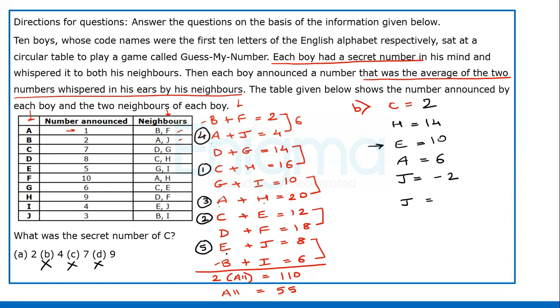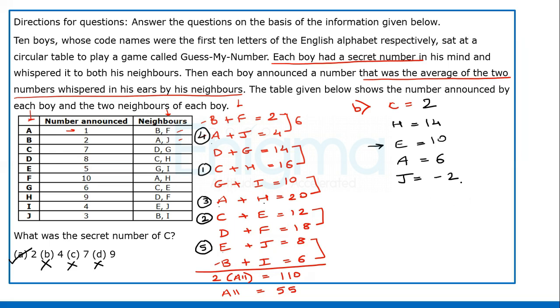And from this equation also, E plus J equal to 8, so J equal to -2 itself. You can see that J is having a unique value. So therefore, we can say that the answer will be C's secret number is 2. So answer will be option A.